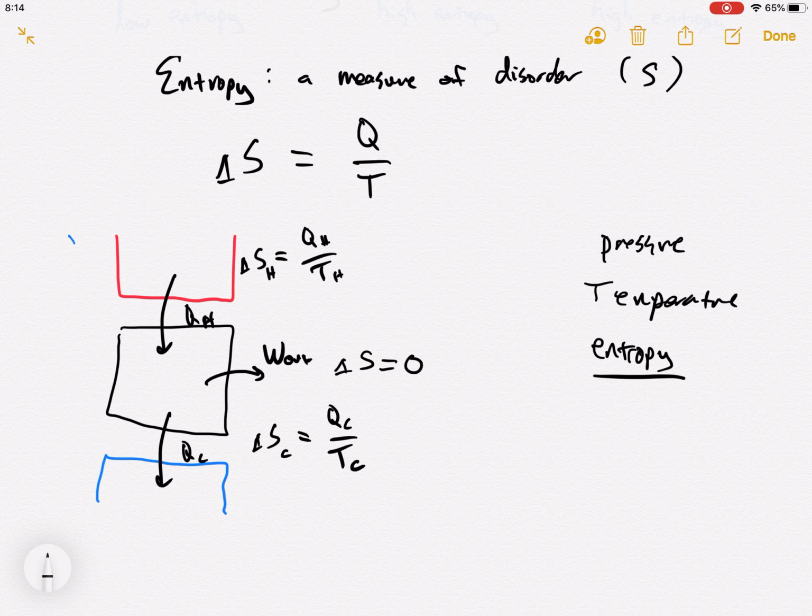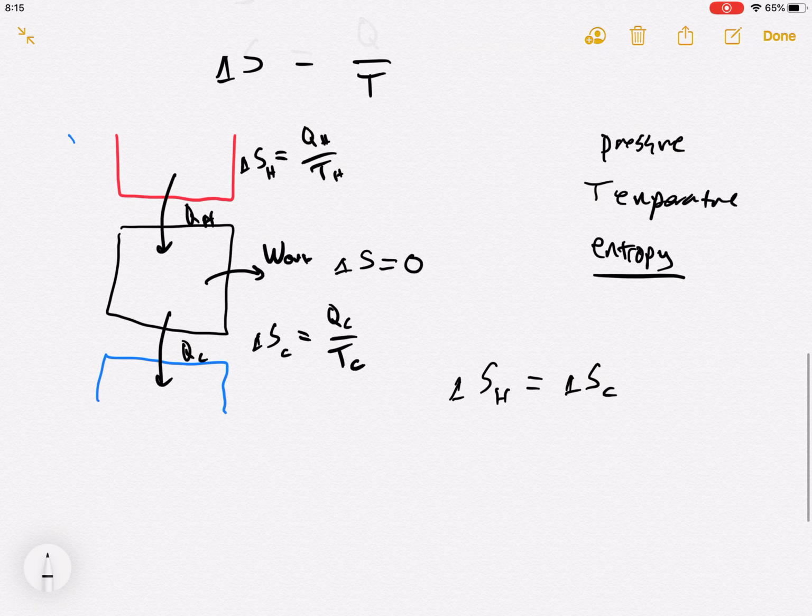So Q cold is smaller than Q hot, but T cold is also smaller than T hot, right? So if T cold is small, that makes delta S bigger, right, for a fixed Q cold. So even though Q cold is smaller, T cold gets smaller to compensate, so that delta S hot equals delta S cold, right? So we can even put those together. We could say, all right, then Q hot over T hot equals Q cold over T cold.